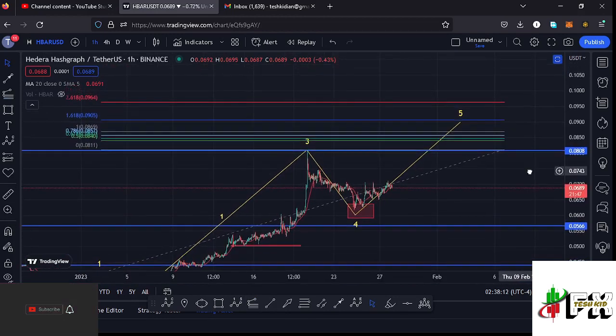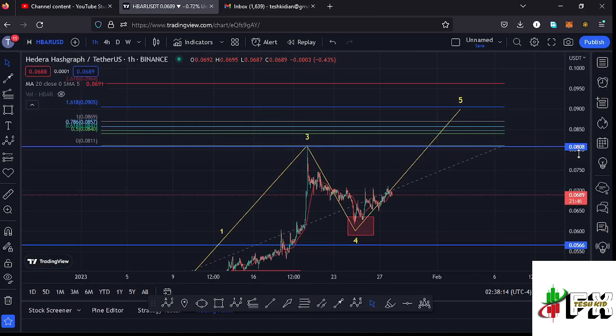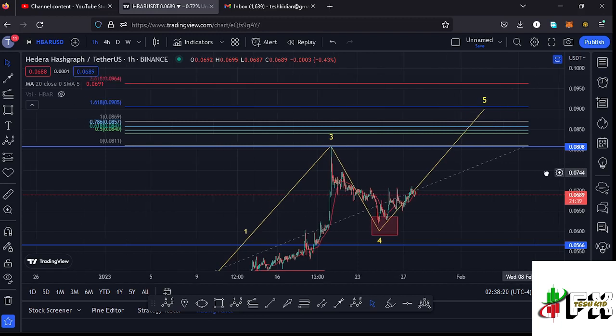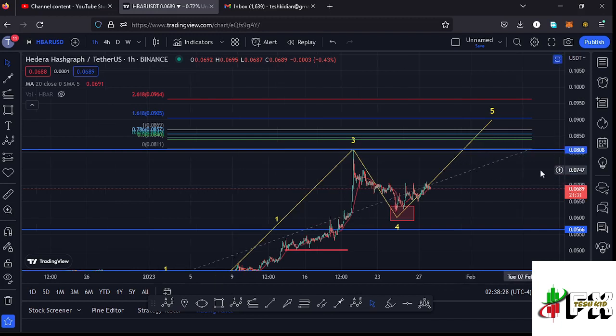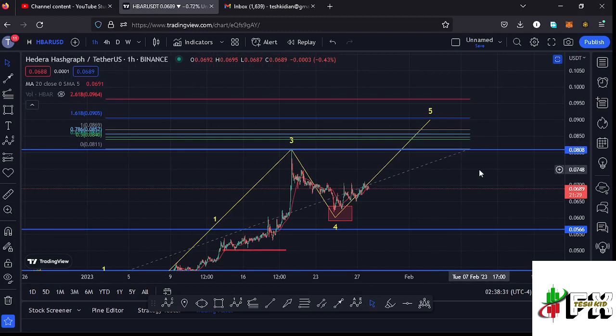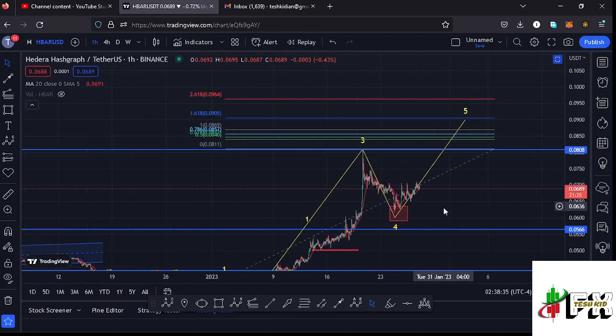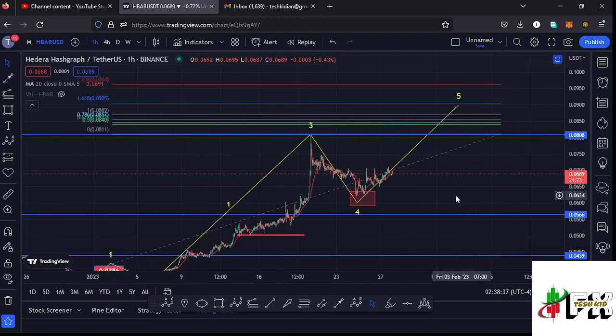That gives me a minimum target area to the upside in the formation of that wave 5 at the fib level 0.618, which perfectly lies at around the $0.0847 mark, and that is the minimum that I'm expecting Hbar to do next in the formation of this wave 5. And for that to also happen, we also need to manage to break above the wave 1 high, which perfectly lies at around the $0.0808 mark. So that is what I'm expecting next here on the Hbar chart.